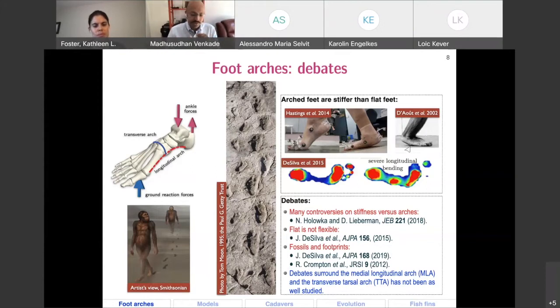There is a lot of debate, but the debate is pretty much entirely surrounding the longitudinal arch, and the pizza curling effect has really not been investigated in any of these feet, let alone human feet. And that's the story I'm going to tell you about what we did.